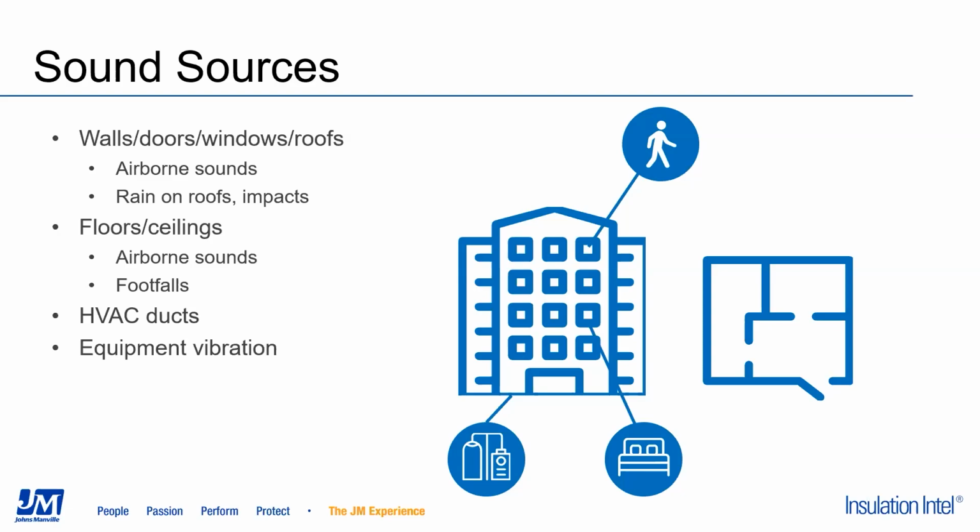So walls and exterior facades, including roofs, separate spaces from airborne noise sources. That could be neighbors or mechanical equipment, rain and hail on roofs. And then you have floor ceiling assemblies, which separate spaces from airborne noises as well, but they also deal with impacts like footfalls or when your neighbor drops their marble collection or bowling balls.